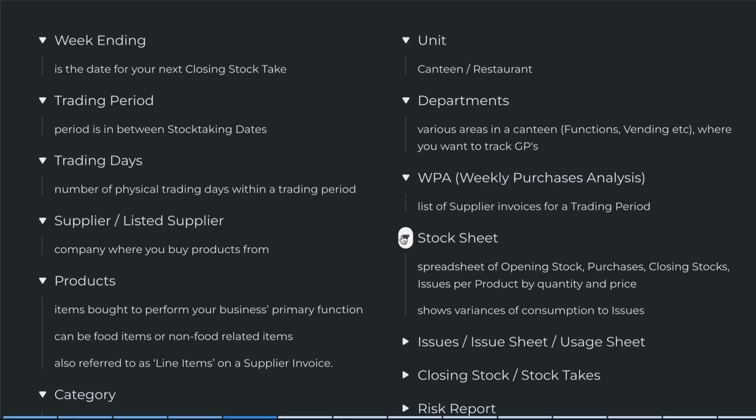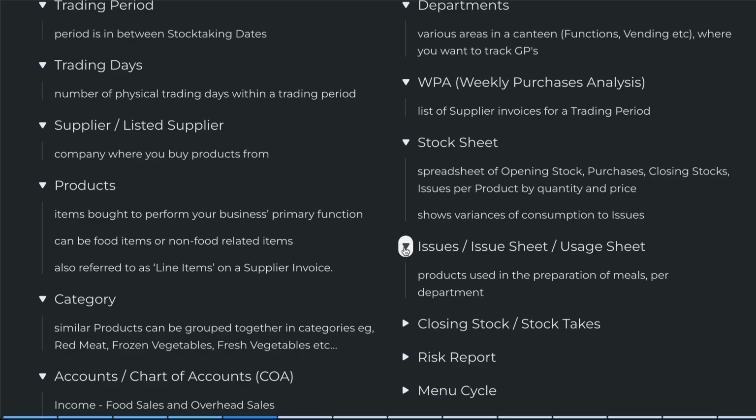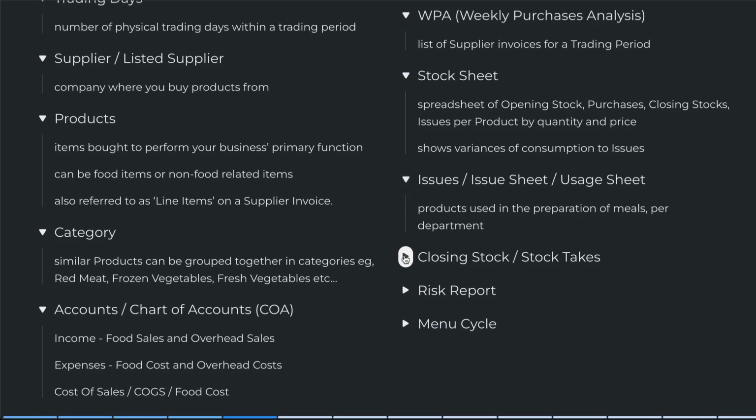Stock sheet, a spreadsheet that tracks opening stock, purchases, closing stocks, and issues per product by quantity and price. It also shows variances of consumption to issues. Issues, or issue sheet or usage sheet, records products used in the preparation of meals per department.